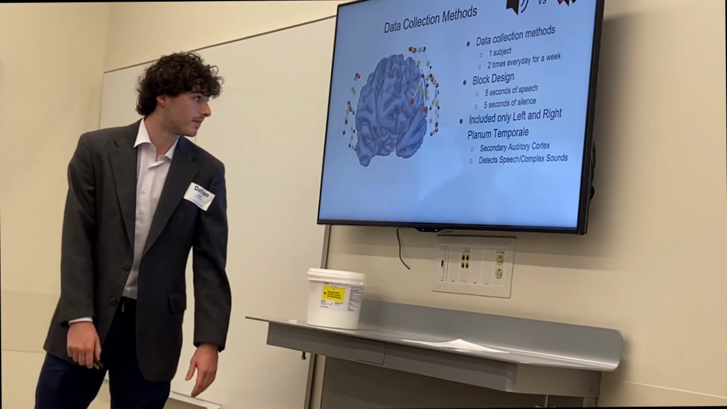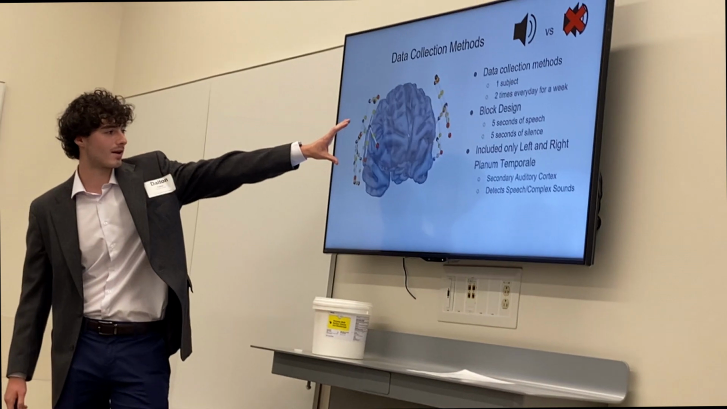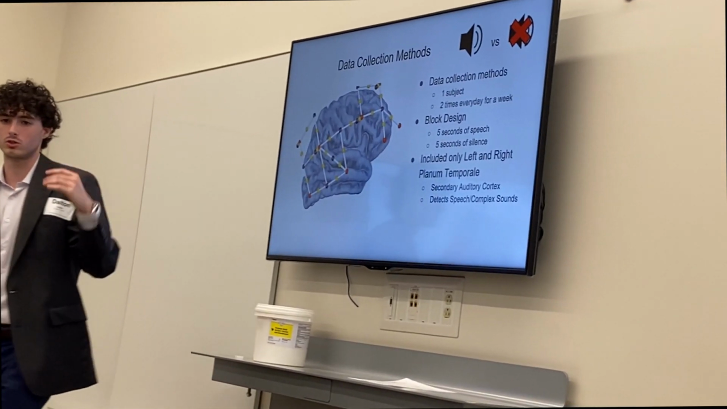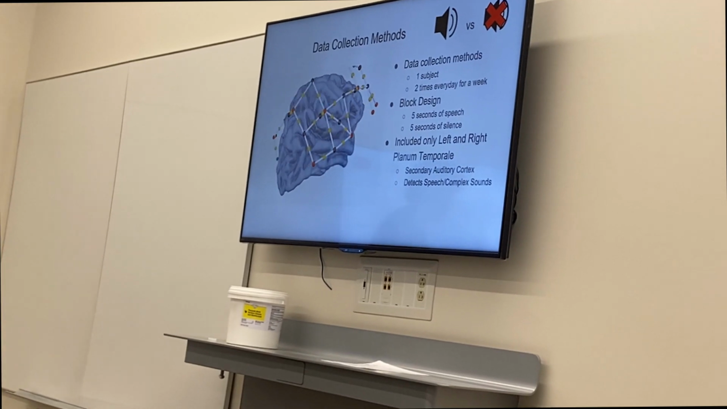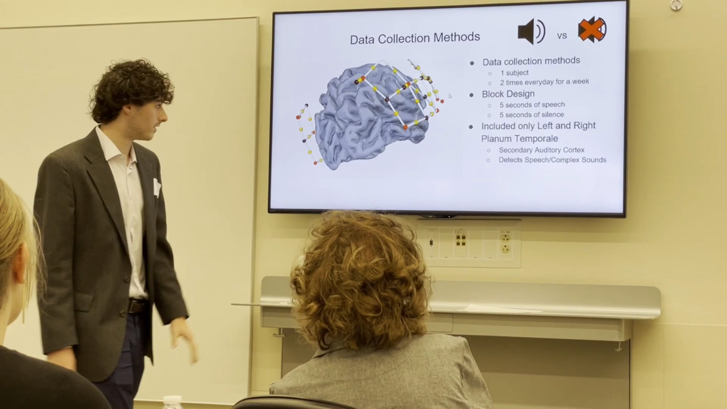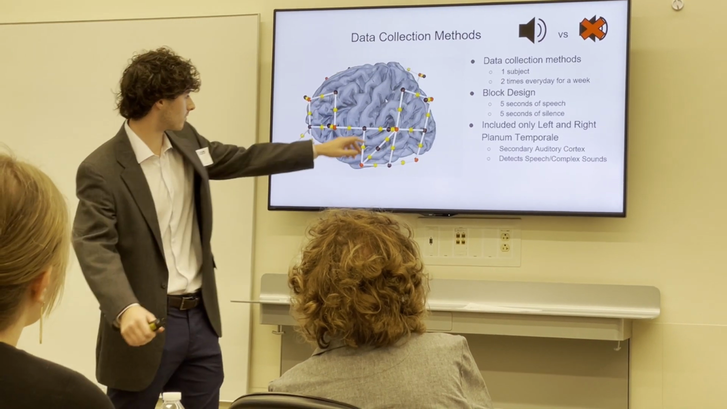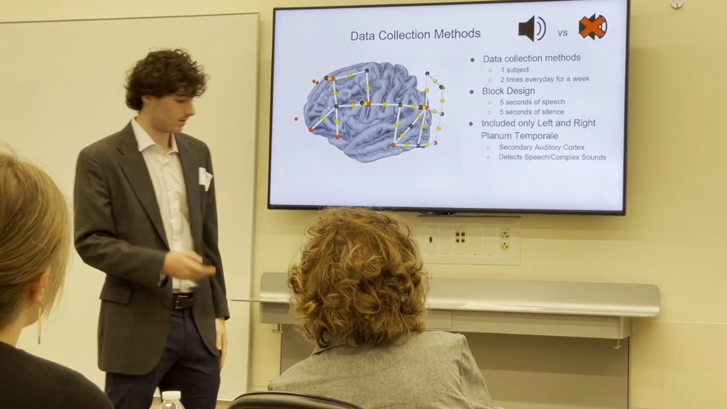And then this spinning brain that we have on the screen, each one of these points represents either a source or a detector that we use on our cap. This is just to help you visualize where exactly this data is coming from. And then the planum temporale is somewhere around here.